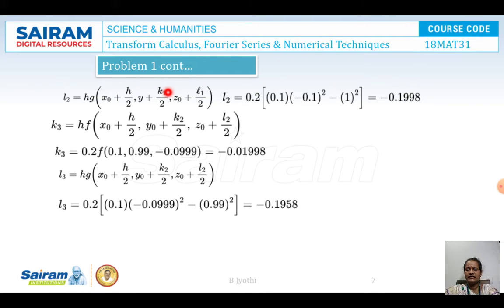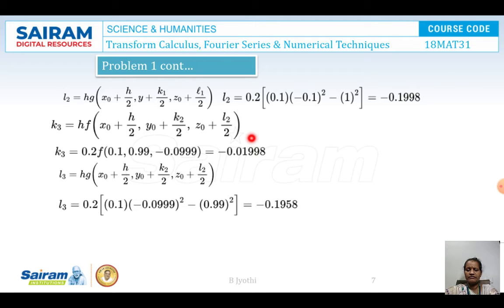L2 is given by h into g of x naught plus h by 2, y naught plus k1 by 2 and z naught plus l1 by 2. And L2 is given by 0.2 into 0.1 into minus 0.1 the square, that is z square minus y square, that is 1 square, which on computation gives us minus 0.1998.